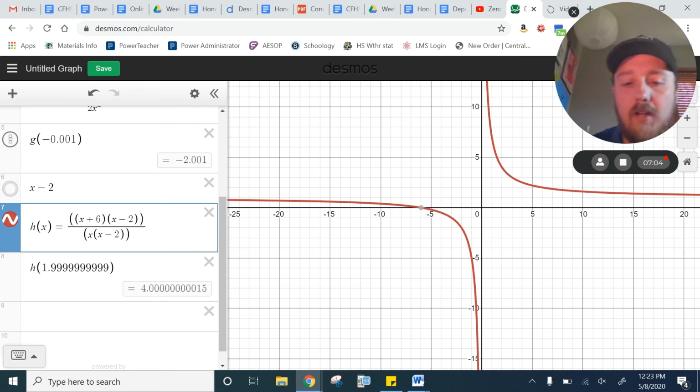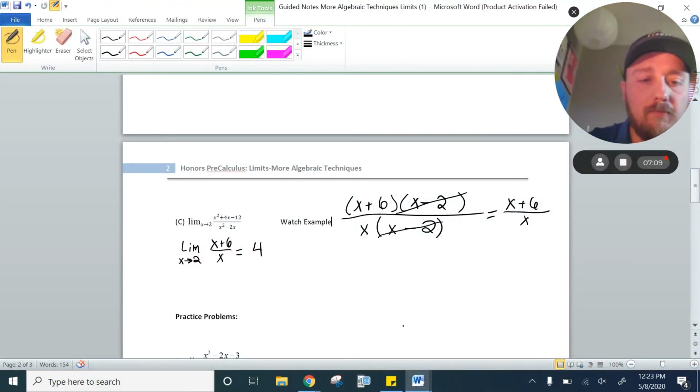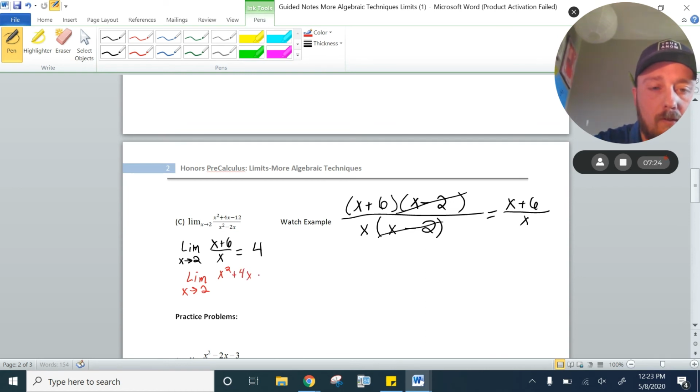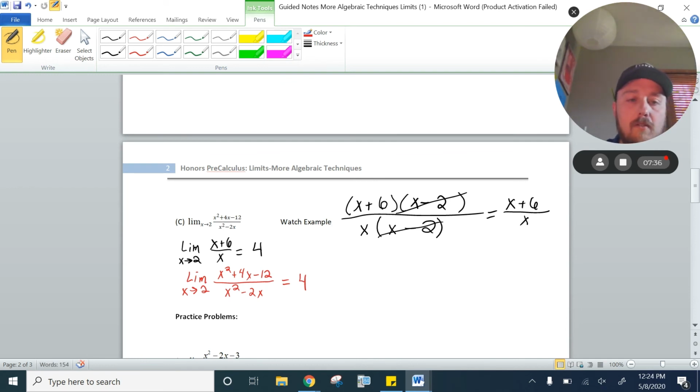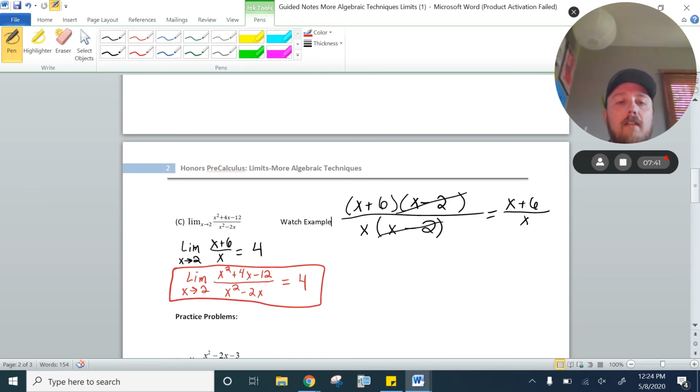If you use substitution that way, however you want to look at it, we have proven that our limit is in fact 4. So going back, our final answer: the limit as x approaches 2 is 4. So we box that in. And that, in a nutshell, is how you go about using algebraic techniques.